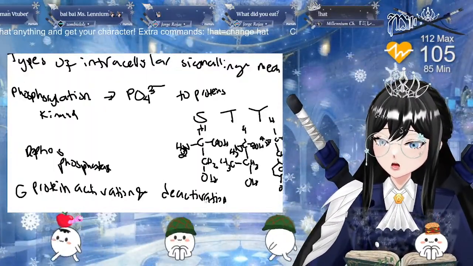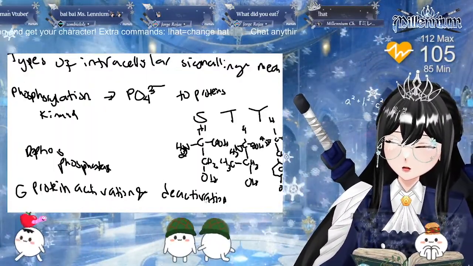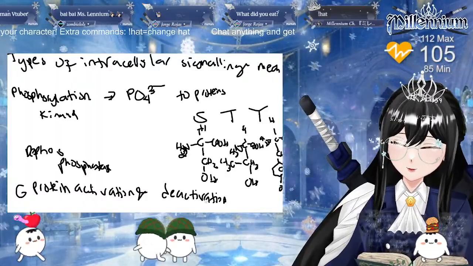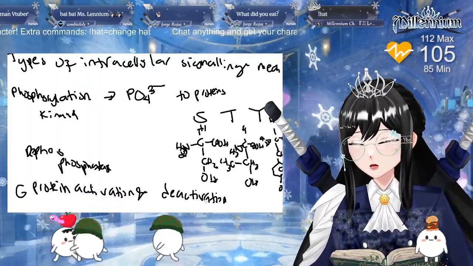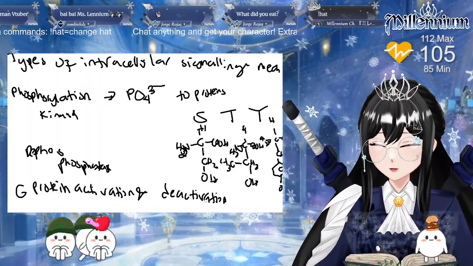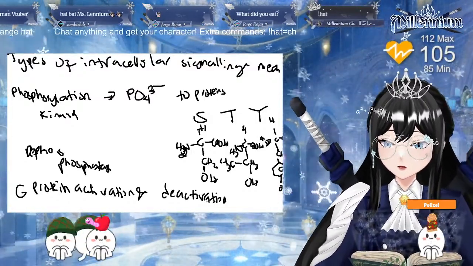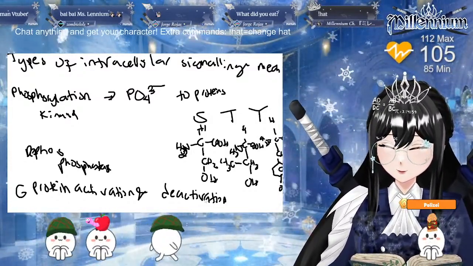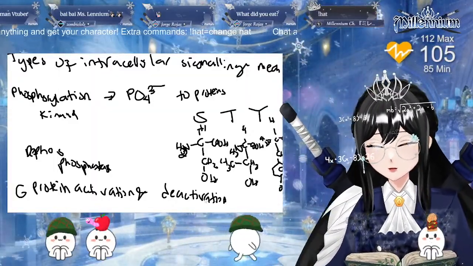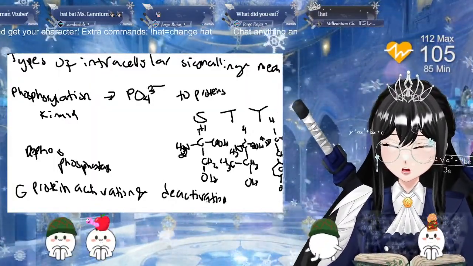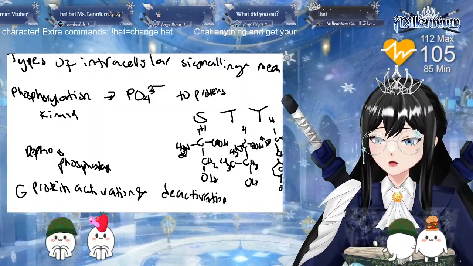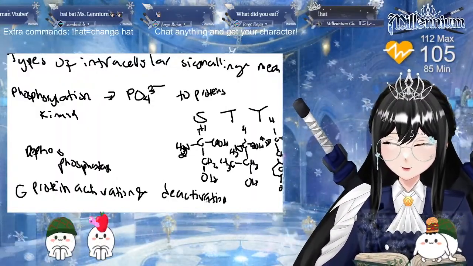Oh, and for monomeric GTPase activation, it's very similar to the G proteins, but it involves the smaller GTPases like the RAS, Rho, and RAB. What is RAS? RAS is cell proliferation via the MAP kinase cascade.